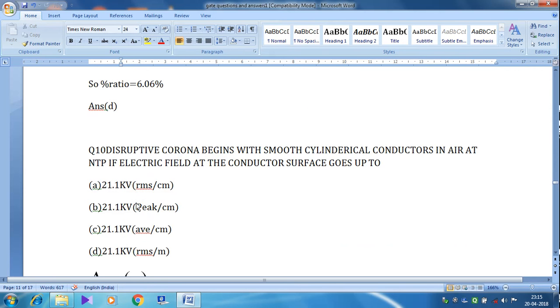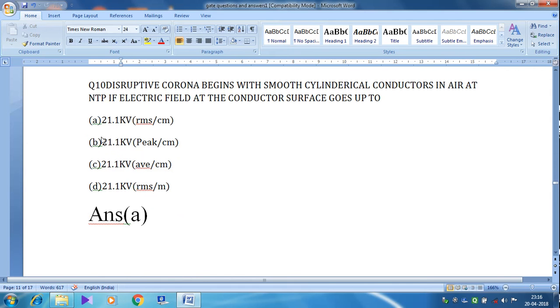So next question. Disruptive corona begins with smooth cylindrical conductors in air at NTP if the electric field at the conductor surface goes up to 21.1 kV RMS per centimeter, 21.1 kV peak per centimeter, then average per centimeter, then RMS per meter. So the correct answer is A, that is 21.1 kV RMS per centimeter.